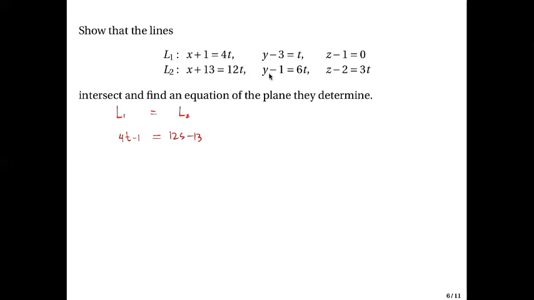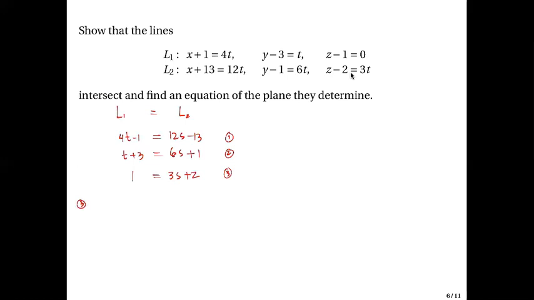The y parts, we have t plus 3. And this is equal to 6s plus 1. And then the z part, we just have here 1 for L1. And then for L2, you have 3s plus 2. Okay? And then let me label these as equation 1, equation 2, equation 3.